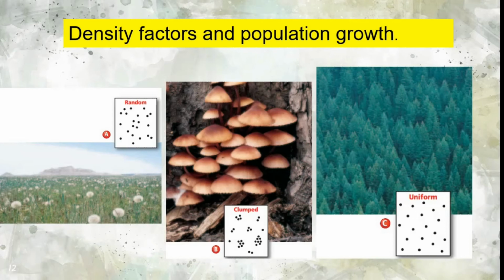Density factors and population growth. How organisms are dispersed can also be important. So on the figures, you can see 3 patterns of dispersal. In letter A, we have random, so the organisms grow in no specific order. Letter B is clump, so these organisms have a small space and they tend to grow one on top of the other. And we have uniform, as you can see in the photograph, because this type of trees grow in a specific order.